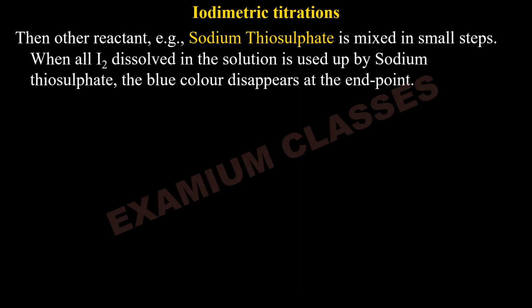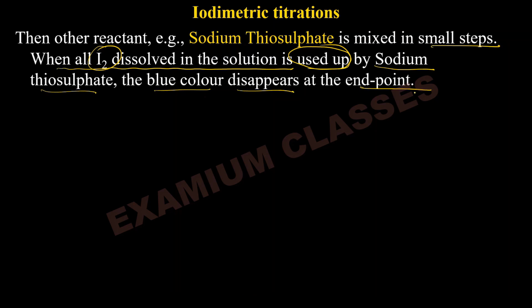Then the other reactant, for example sodium thiosulfate, is mixed in small steps. When iodine dissolved in solution is used up, there is no iodine, and by sodium thiosulfate the blue color disappears at the end point, and that signals the end of the reaction, and we can calculate the amount of iodine used and hence the sodium thiosulfate used. How we do that I will explain through steps.